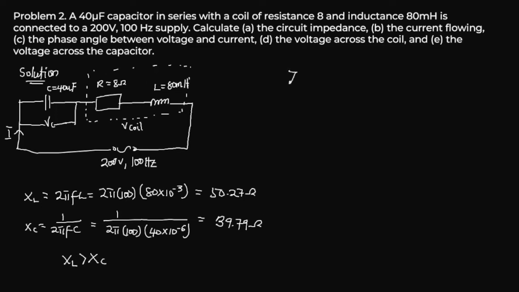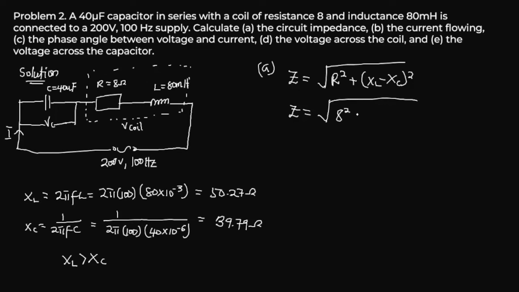So from here, we can write that our impedance is equal to the root of R squared plus (XL minus XC) squared. So it means our impedance, this is A, is equal to the root of R squared, which is 8 squared, plus (XL is now 50.27 minus 39.79) all squared. And then if you compute everything in there into the calculator, you're going to get 13.18 ohms as your impedance. So this is how we calculate the impedance.